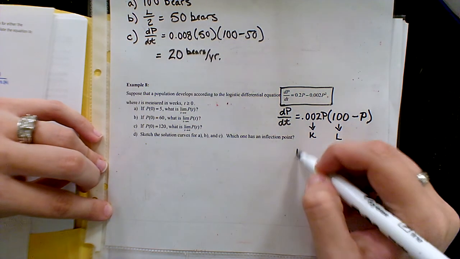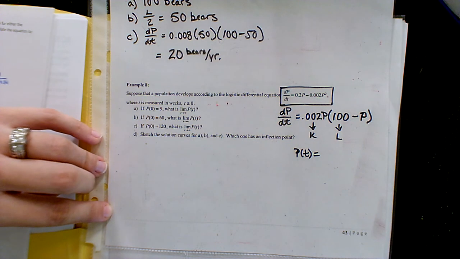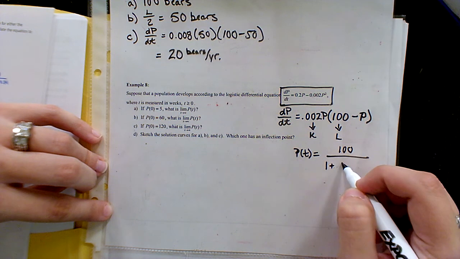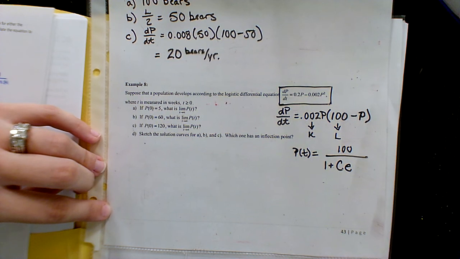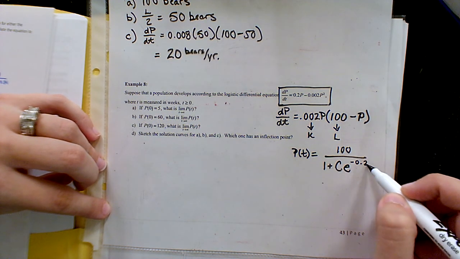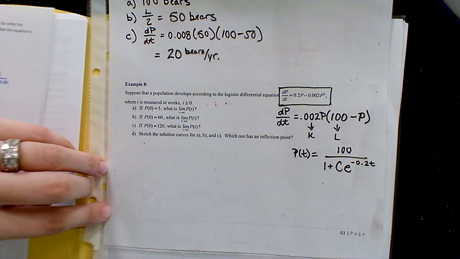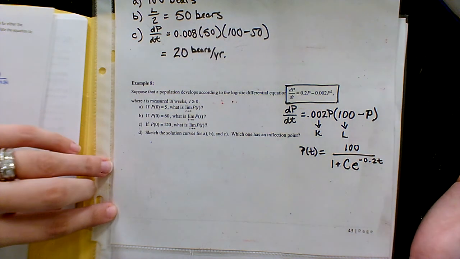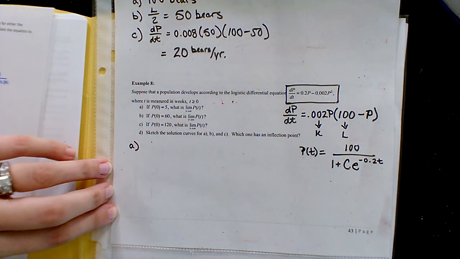If we had to, can we go ahead and write what the solution curve might look like? We have that L value divided by 1 plus the C value, we don't know that just yet, times e to the negative KL, so negative 0.2 t. So we have a plethora of information here. Not sure what we're going to have to use or when we're going to use it, but let's go ahead and see. We'll tackle part A.